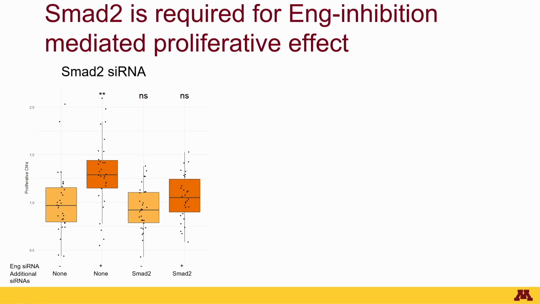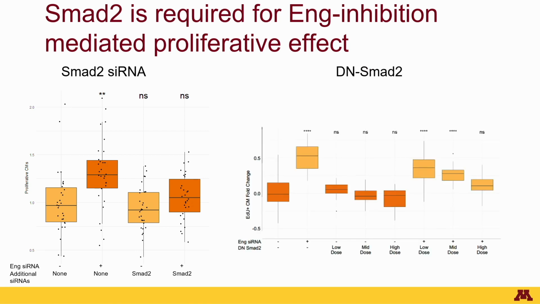And this is in contrast to when we inhibited SMAD2, where we saw that the pro-proliferative effect of endoglin inhibition was dissipated when we also inhibited SMAD2. And this was further confirmed by using an adenoviral dominant negative SMAD2, where we saw a dose-dependent inhibition of the pro-proliferative effect of endoglin inhibition. So these data suggest that SMAD2 is required for the proliferative effect observed after endoglin inhibition.